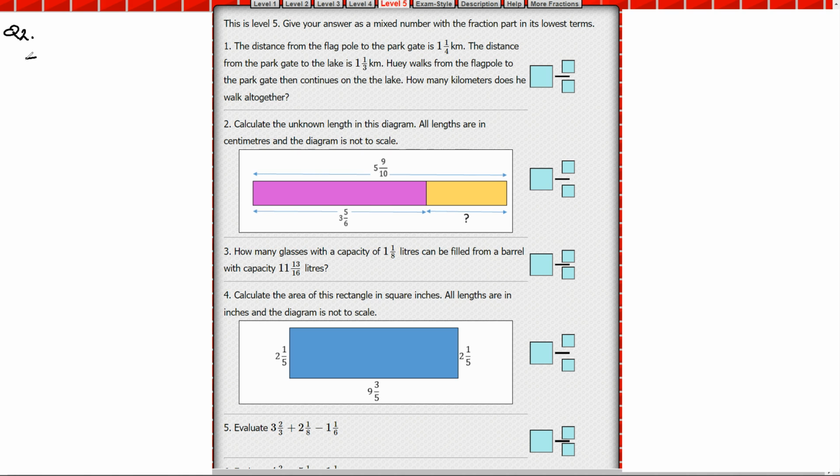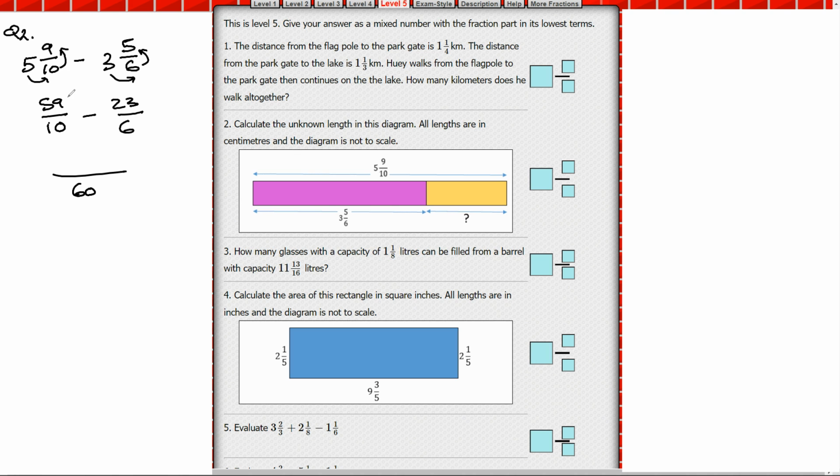Let's write it on this side here. So I got 5 and 9 over 10, and I want to minus 3 and 5 over 6. The first thing I'm going to do is try and simplify each of the fractions. If I can't, convert it into an improper fraction. 5 times 10 plus 9, 59 over 10. 3 times 6 is 18, 18 plus 5 is 23 over 6. And then 60 is my common denominator.